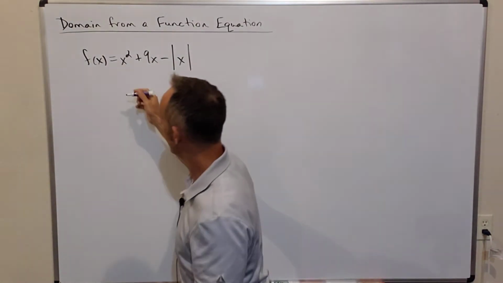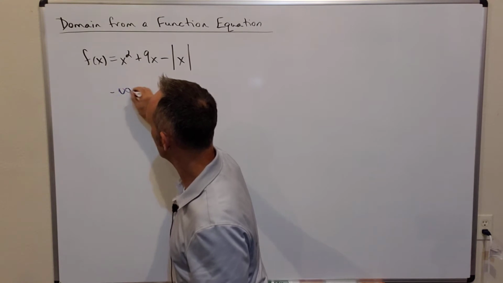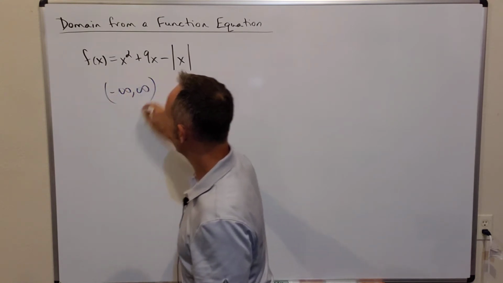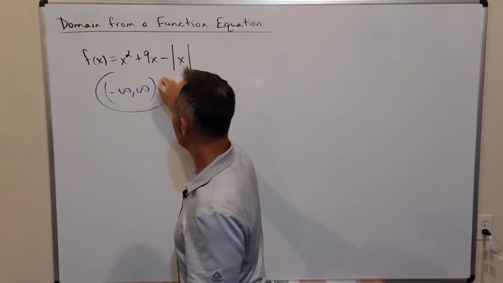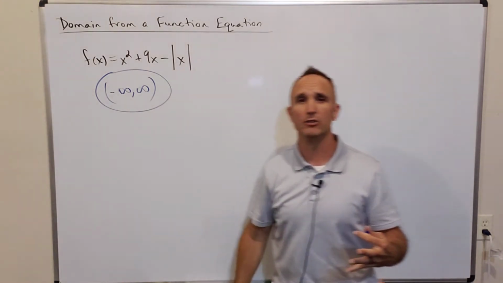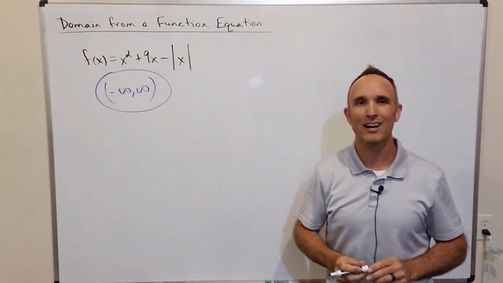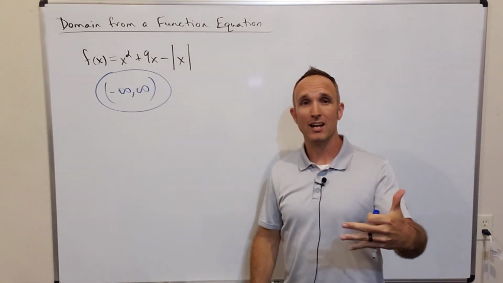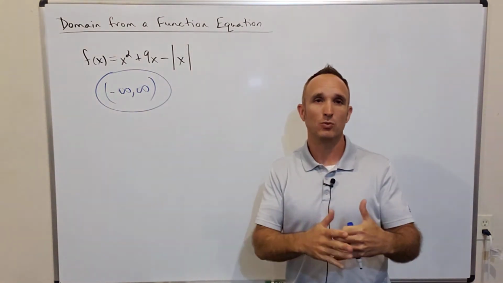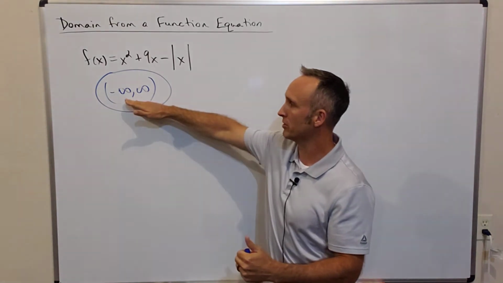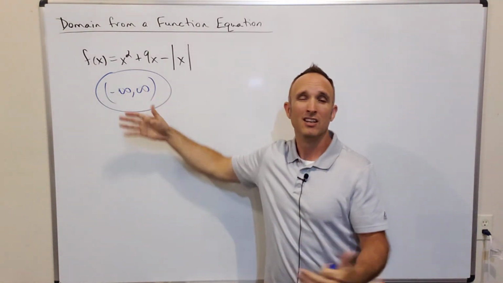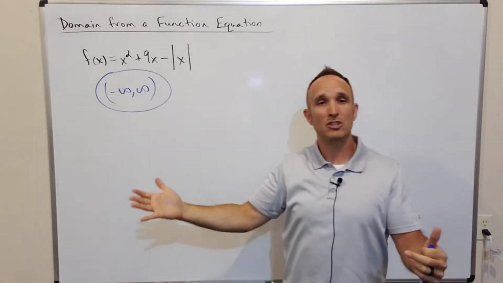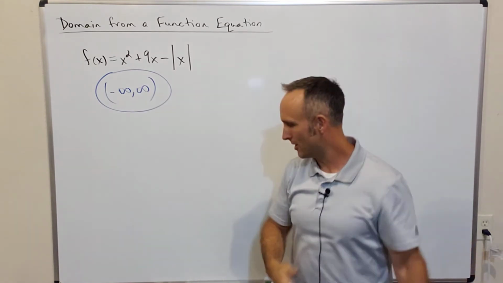So the domain here is every number on the number line, which we write as negative infinity to positive infinity. There are no critical values here because there are no critical areas. So that's our domain. And oftentimes, most functions will have a domain of all real numbers, negative infinity to infinity, because the only time you're going to run into issues is if you have critical areas, okay?